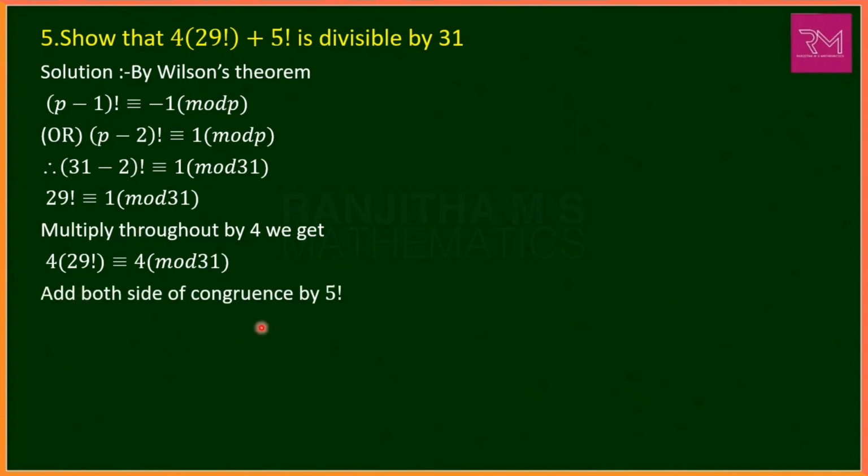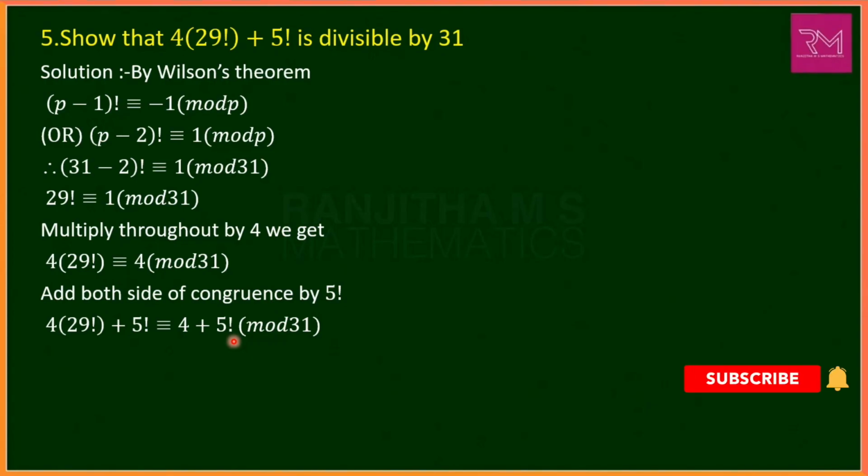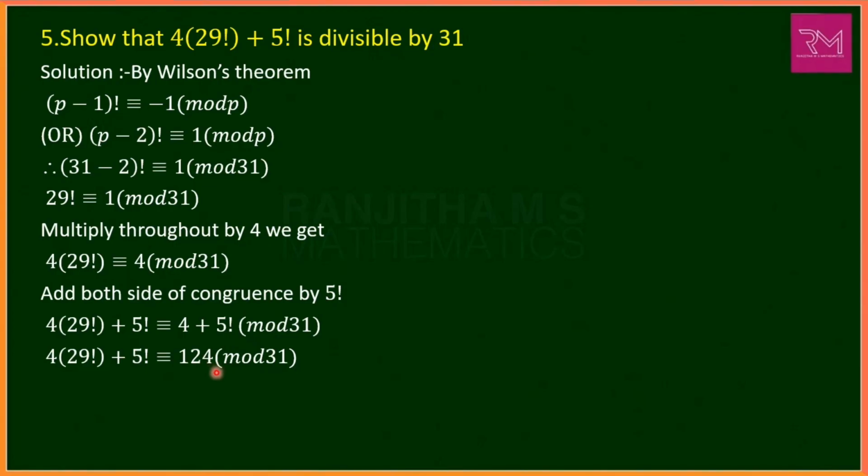Next step, add 5 factorial to both sides of the congruency. We get 4 into 29 factorial plus 5 factorial, which is congruent to 4 plus 5 factorial under modulo 31. Here on the right hand side we have 4 plus 5 factorial. We know that 5 factorial is 5 into 4 into 3 into 2 into 1. Therefore we get 5 factorial value as 120. 120 plus 4 is 124 on the right hand side. Therefore we get 4 into 29 factorial plus 5 factorial, which is congruent to 124 under modulo 31, because 5 factorial is 120 plus 4 is 124.